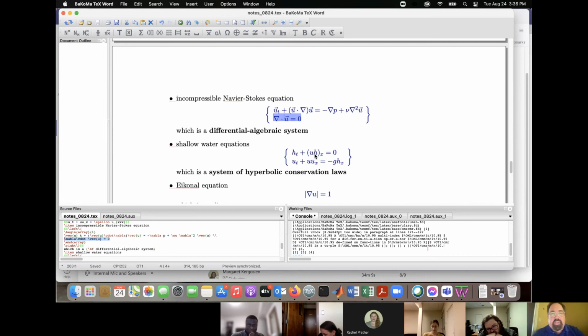You may recall from previous PDE courses that the wave equation is a hyperbolic equation. So equations that model advection or convection tend to be hyperbolic. So that's what we have going on here.